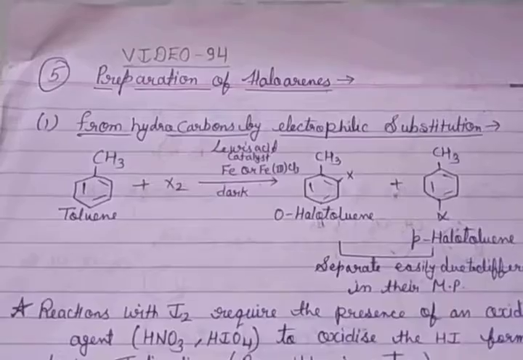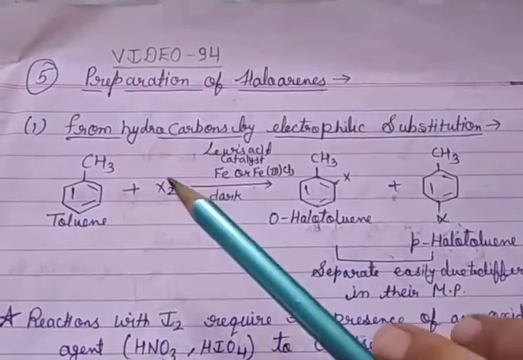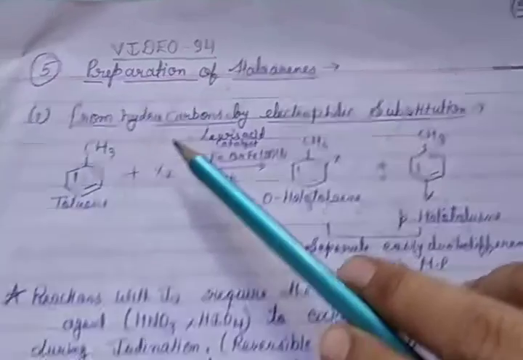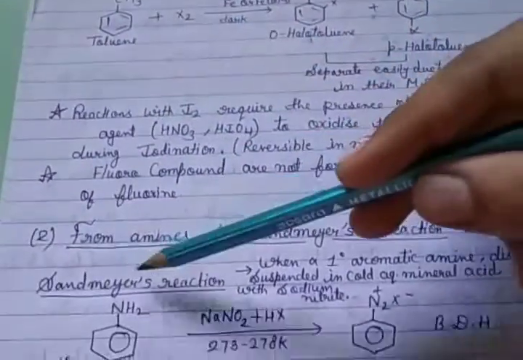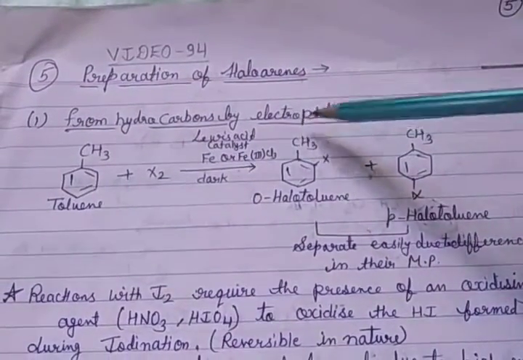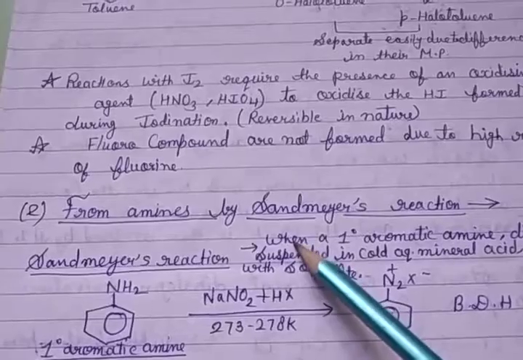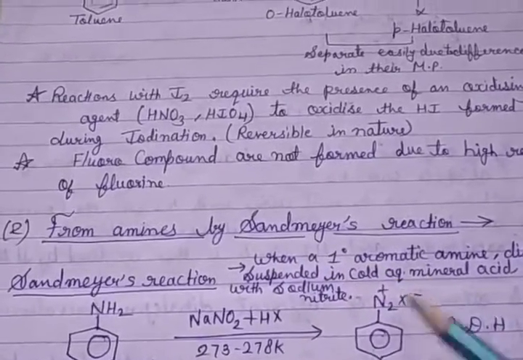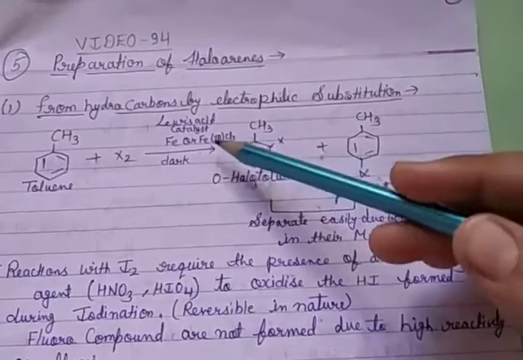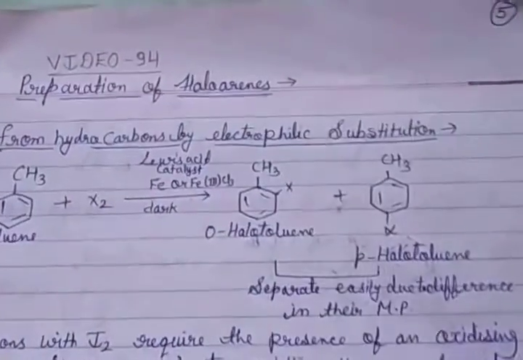In this video I will explain the preparation of haloarenes. Haloarenes are prepared by two methods. First, from hydrocarbons by electrophilic substitution, and second, from amines by Sandmeyer's reaction. So first is from hydrocarbon by electrophilic substitution.